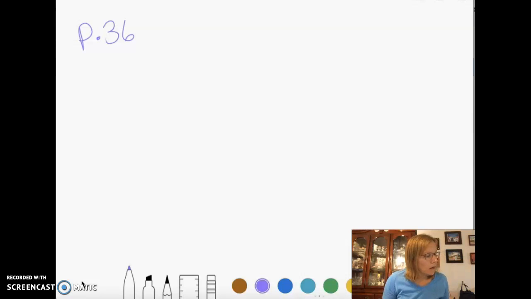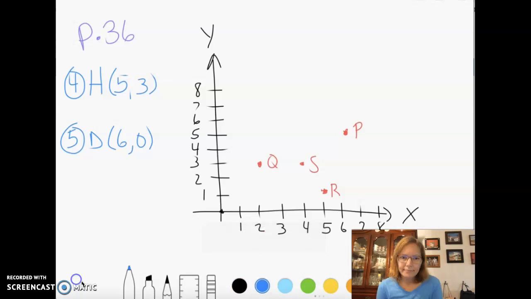And I'm at the top. I'm going to start with numbers 4 and 5. It tells me to graph each point on a coordinate system. Okay, so on page 36, number 4, it says graph each point on a coordinate system. So that's what I'm going to do.